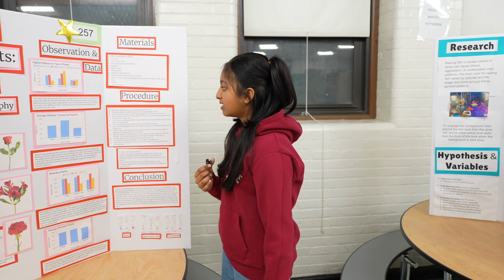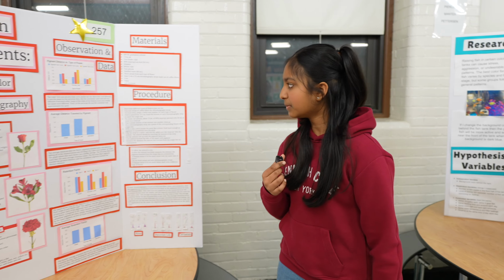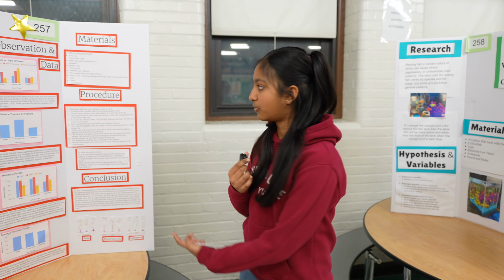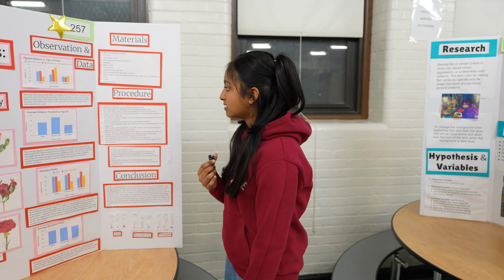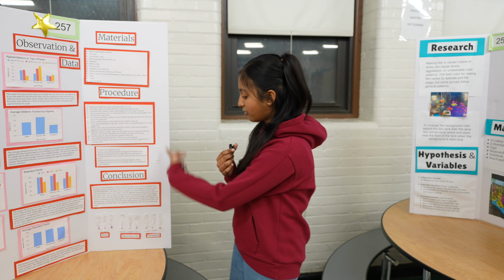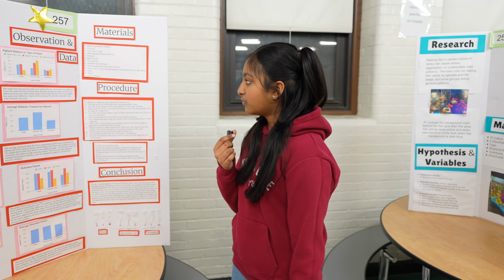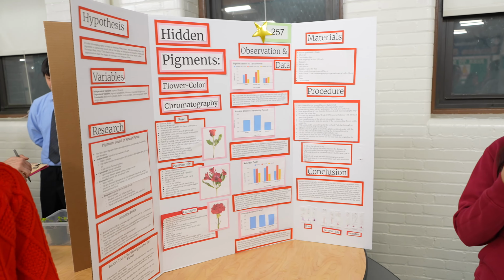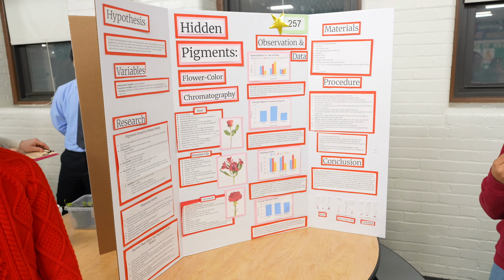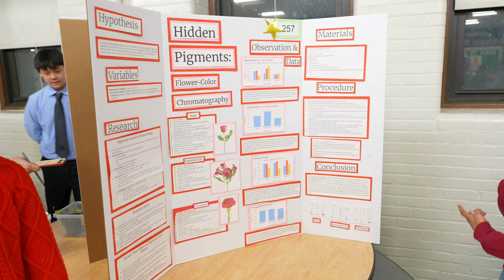Our procedure was that we picked 3 different types of flowers that were red, and we cut coffee filters, and this is the amount of pigment we put on each of them. And we marked a pencil line 1 centimeter from the bottom of each chromatography strip.